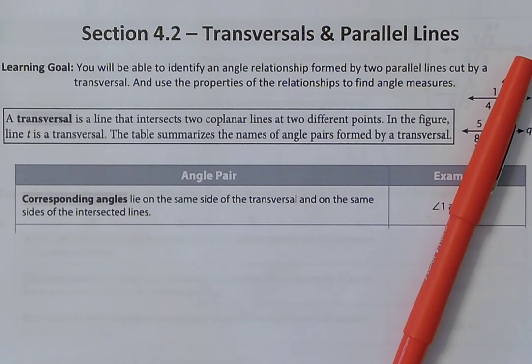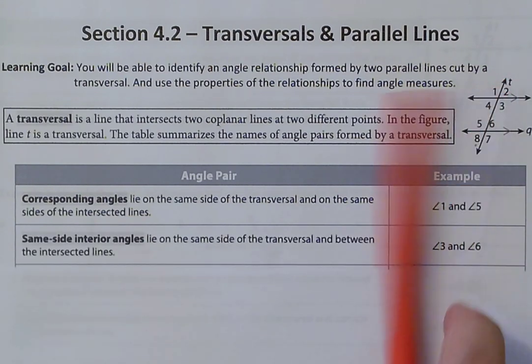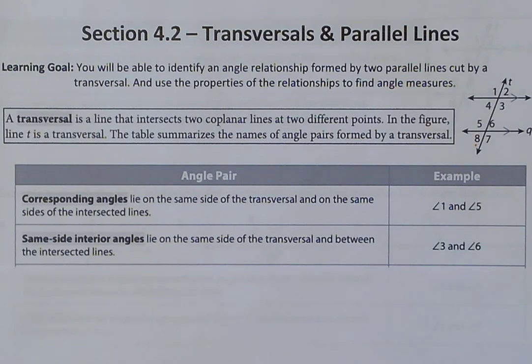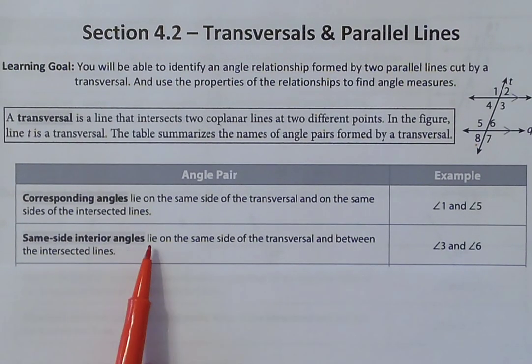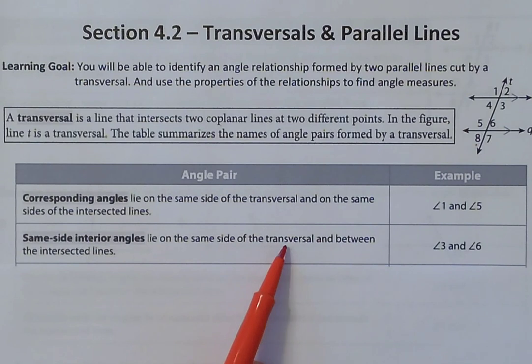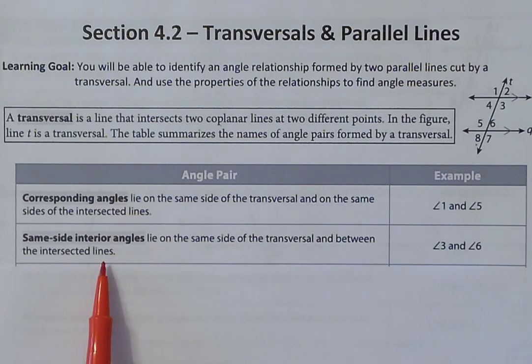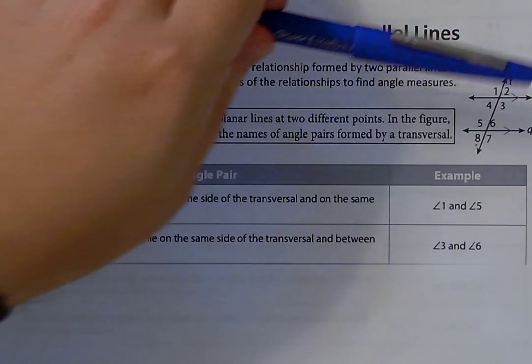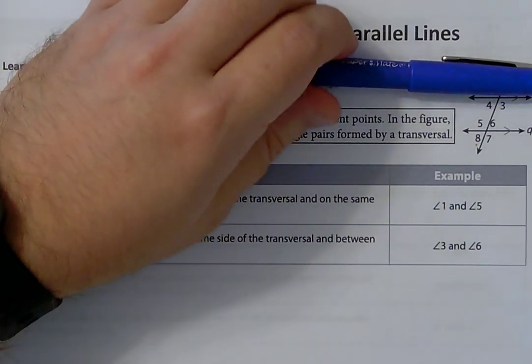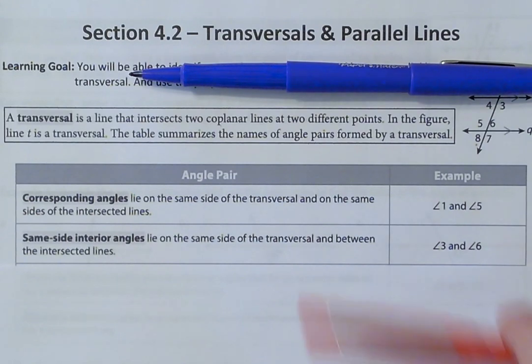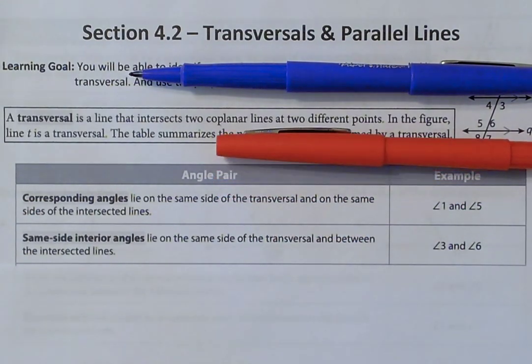Our second angle pair is going to deal with same side interior. Now, same side interior, the name tells us a lot about their location. And same side interior angles lie on the same side of the transversal and between the intersected lines. So they're on the same side of the transversal and in between the parallel lines. So I'm going to do that, or try to demonstrate that, by just focusing in between the parallel lines first.